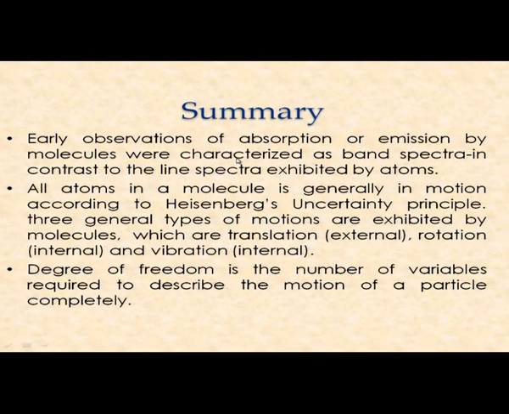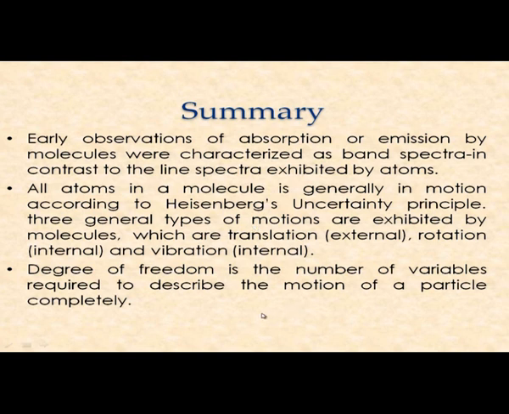The intensity of a transition is governed by selection rules. In this lecture, we have seen that early observations of absorption or emission by molecules were characterized as band spectra, in contrast to the line spectra exhibited by atoms. All atoms in a molecule are generally in motion, and three types of motion are exhibited by the molecule, namely translational motion, rotational motion and vibrational motion.